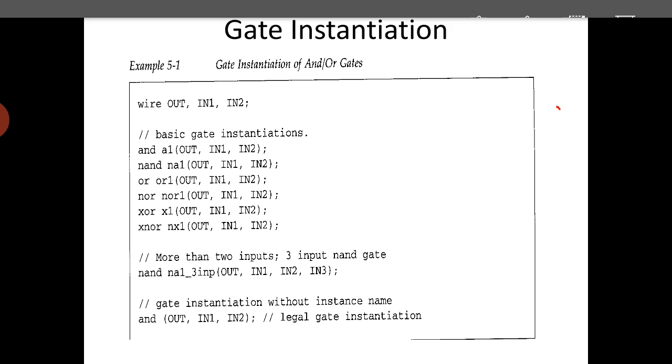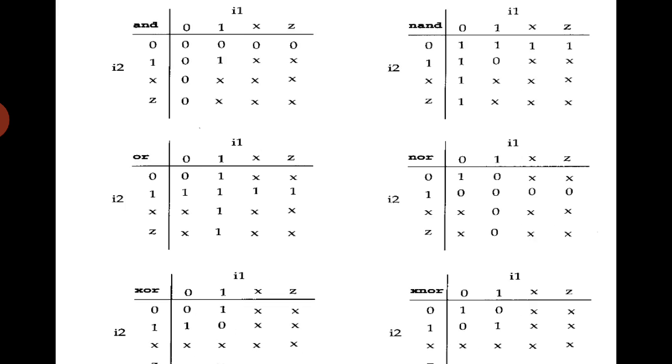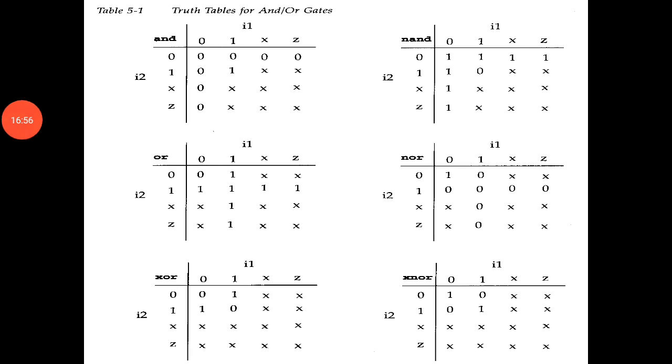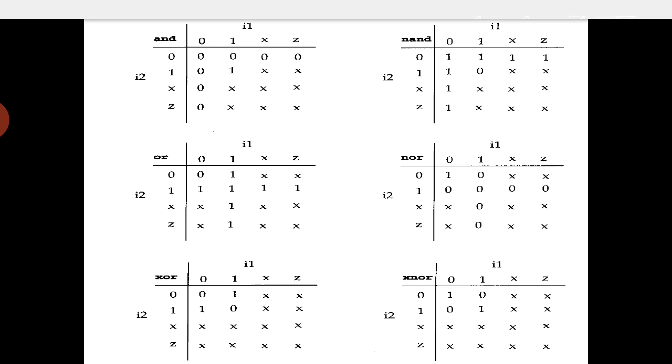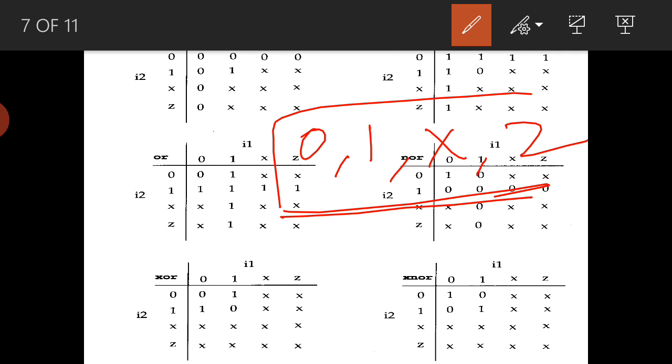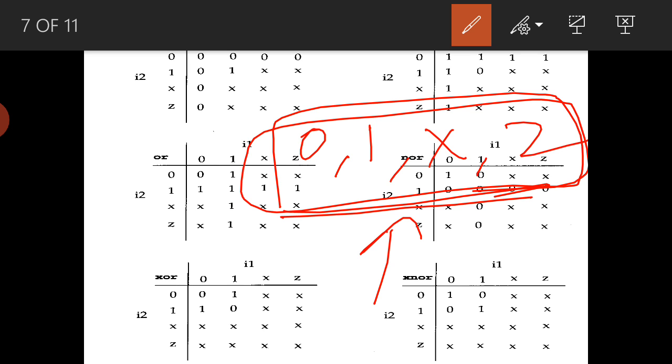Okay, the next one. So what is a truth table? We are considering here 2 inputs and 1 output. Already in the data types we know the basic data types have 4 values: 0, 1, x and z. These are the 4 data values. The value set we are using is 0, 1, x, z. The strength is different.